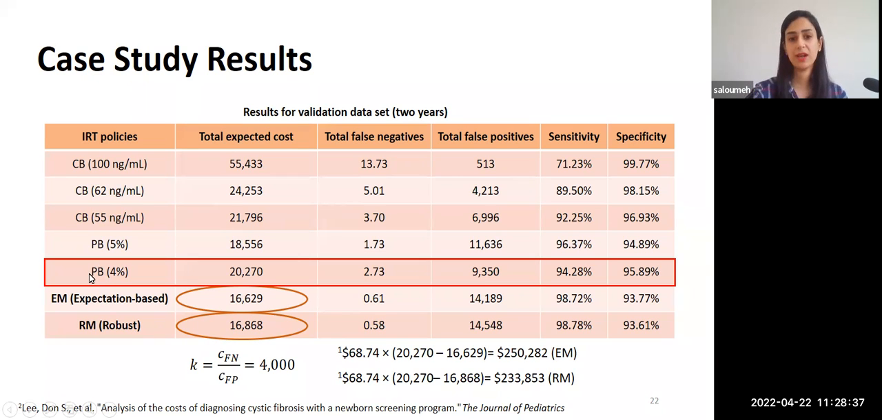North Carolina currently uses a fixed percentage of 4%. Based on our results, their total expected cost is approximately 20,000, but they can decrease it to approximately 16,000, multiplied by 68.74. So that's a big difference. And you can see that our proposed policies can outperform all the current policies.